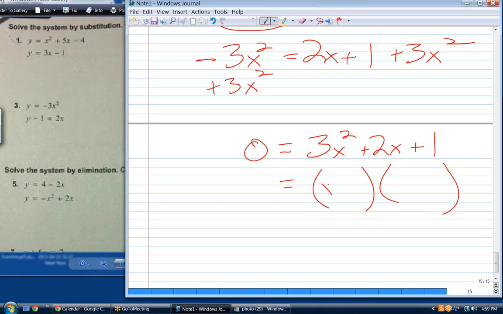Well, let's first of all get our first terms correct. Let's get this term and let's get this term. X and X. Well, would x times x multiplied together give you 3x squared? Oh, x and 3x would. Yeah. Okay. Now, what's my signs? Plus plus. Okay.